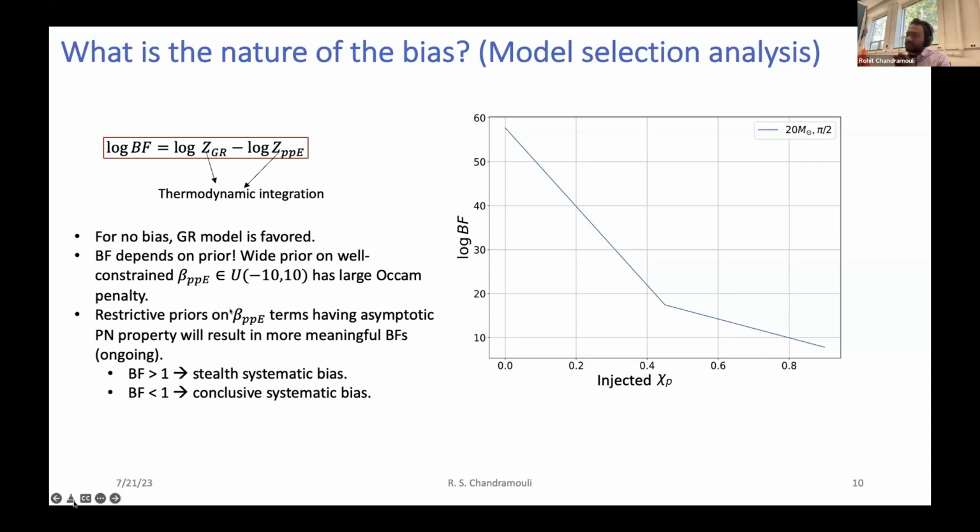And so we're going to repeat this analysis by using a prior that includes the asymptotic property of the Post-Newtonian series. Meaning we expect that in the phase, higher PN terms are going to be subdominant compared to lower PN terms. And the goal is to repeat this analysis and figure out how the Bayes factor changes as you change the injected precession. And we expect to find that when you include this prior, the Bayes factor should result in a conclusive systematic bias.